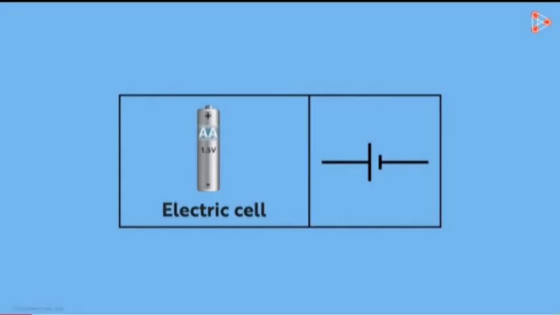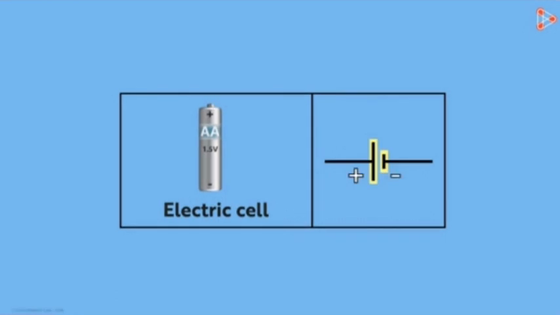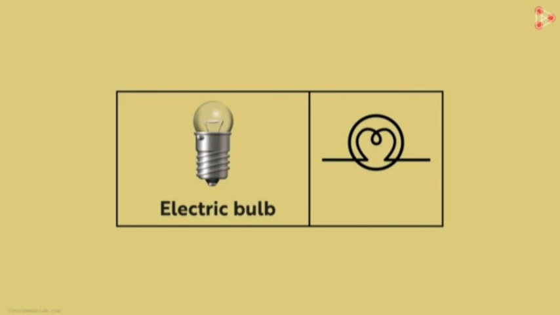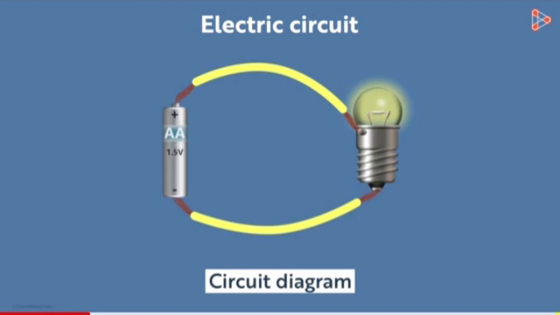So this is a symbol of what? This is a symbol of an electric cell, or a battery. The thin long line which you can see over here is the positive terminal of the battery, whereas the thick and shorter one is the negative terminal of the battery. This is a symbol of an electric bulb. So this is an electric circuit where we can see one bulb is glowing and it is connected to a battery through a wire. So can you draw the circuit diagram using the symbols?